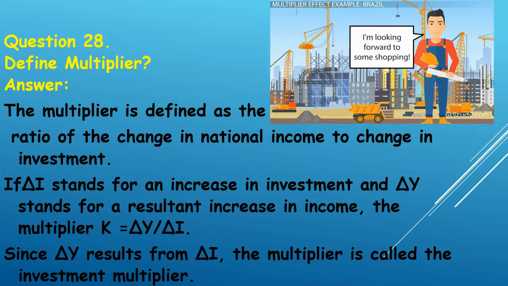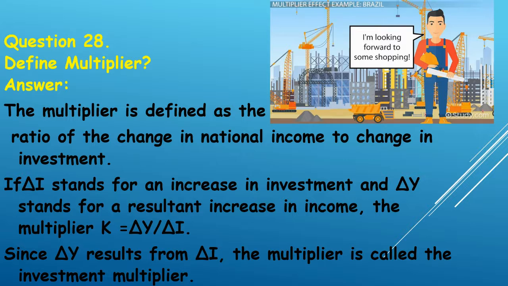Let's discuss the next question. Define multiplier. Multiplier is a relationship between change in income and change in investment. Multiplier is denoted as K. How to calculate the multiplier? It is change in income to change in investment. With the level of income, how much is being invested, so that changes. That change is called the multiplier.